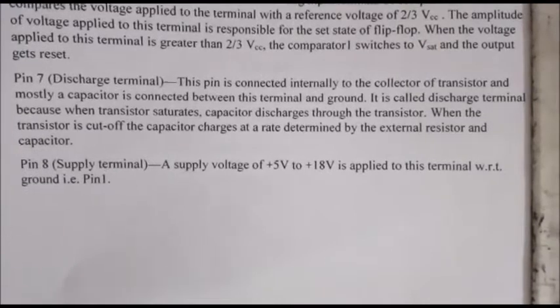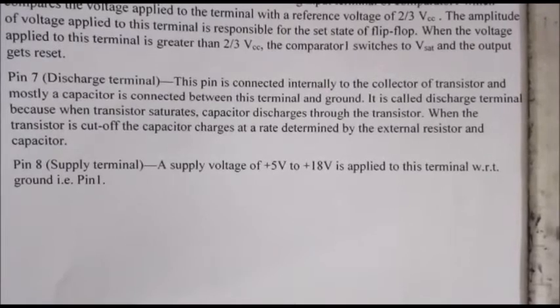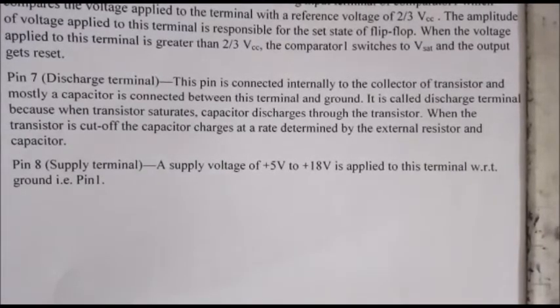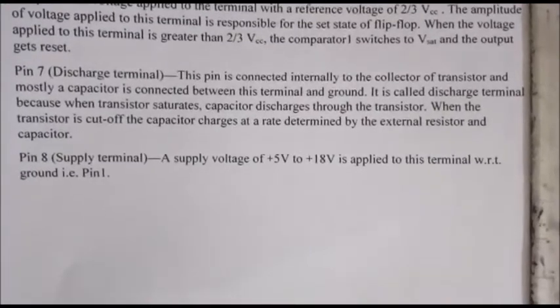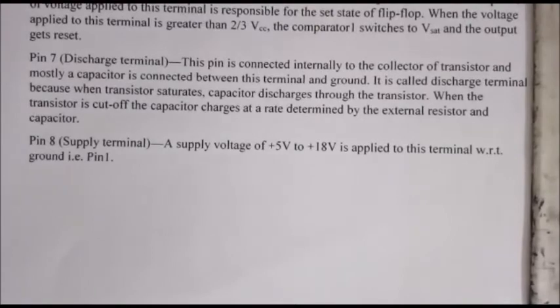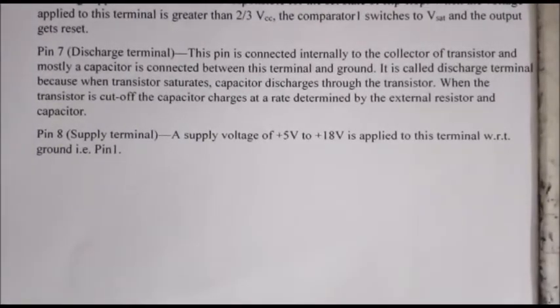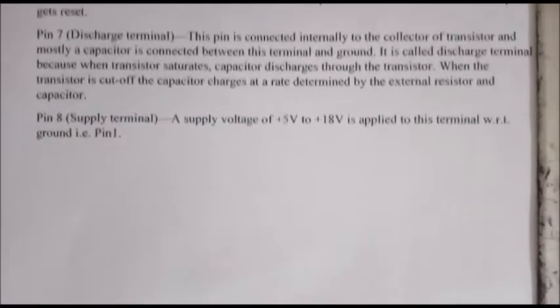Pin number 7 is the discharge terminal. This pin is connected internally to the collector of the transistor, and mostly a capacitor is connected between this terminal and ground. It is called the discharge terminal because when the transistor saturates, the capacitor discharges through the transistor. When the transistor is cut off, this capacitor charges at a rate determined by the external resistor and capacitor.